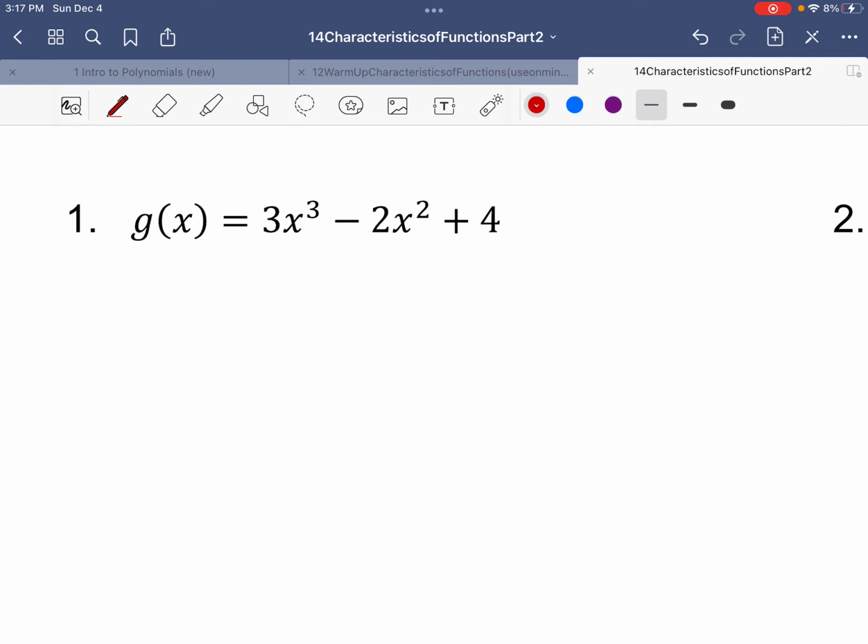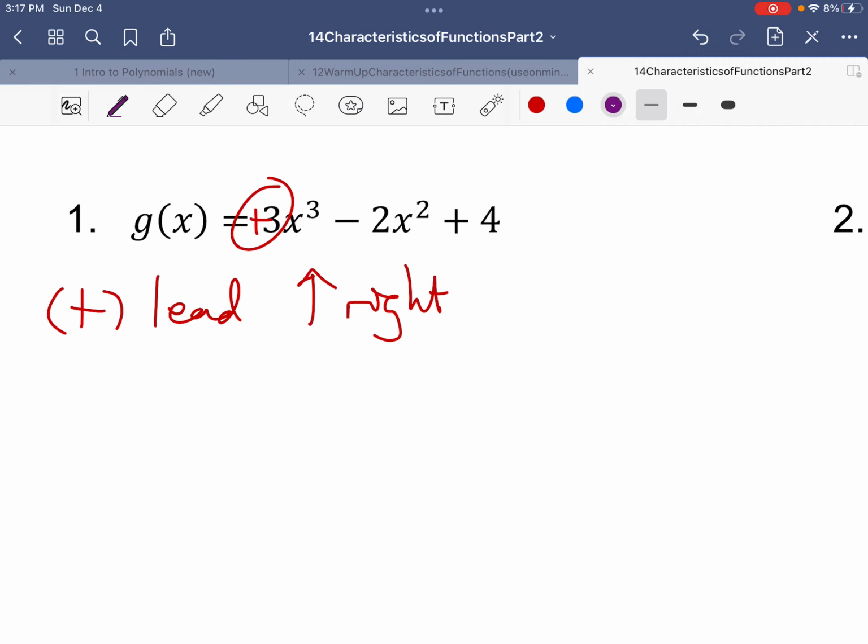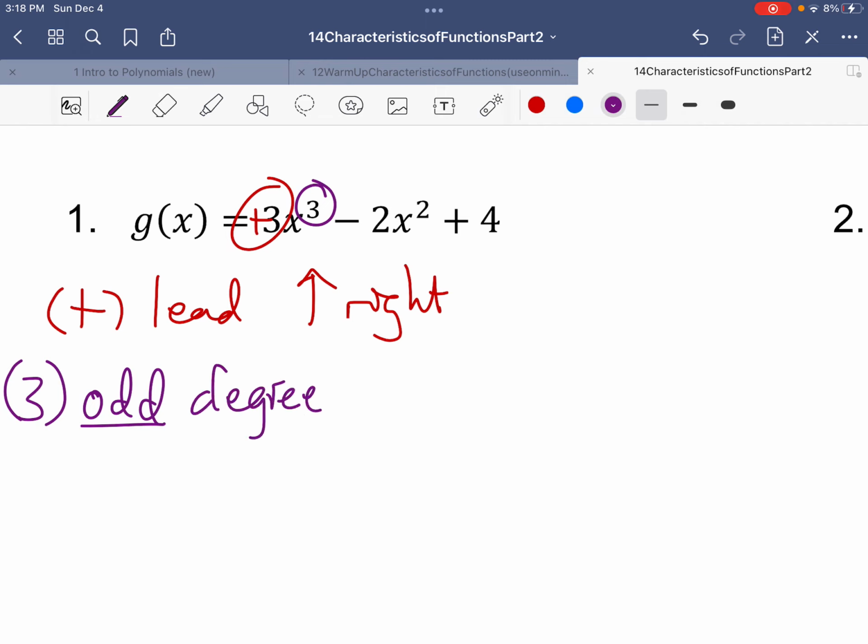So my leading coefficient is the number in front of your highest exponent. It is positive. Now, since the leading coefficient is positive, you know the graph is going to go up to the right. The degree is the highest exponent. Here I have a degree of 3. Since the degree is 3, that's actually an odd degree. And if I have an odd degree, we know that we are going to end up with opposite end behavior.